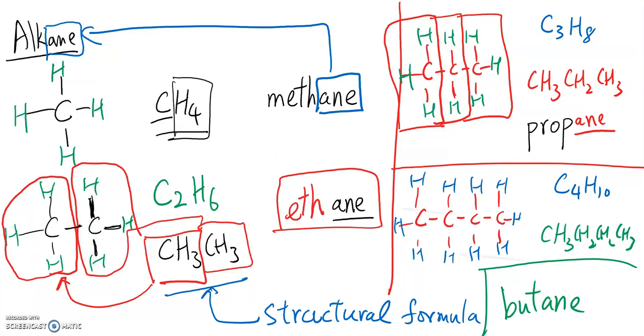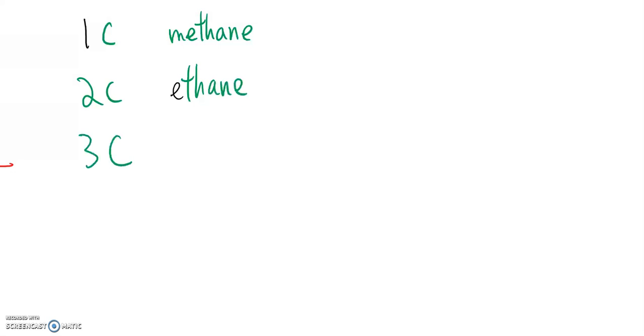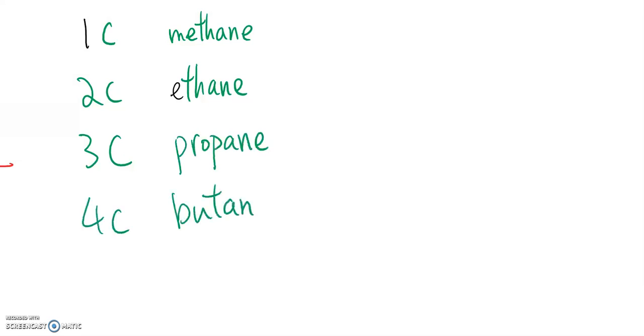Okay, let's recap a bit. If we have 1 carbon, we call it methane. 2 carbons, we call it ethane. 3 carbons, we call it propane. And 4 carbons, we call it butane. So these are the basic members of the homologous series of alkane.